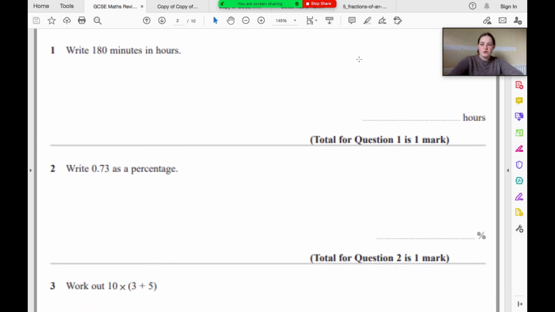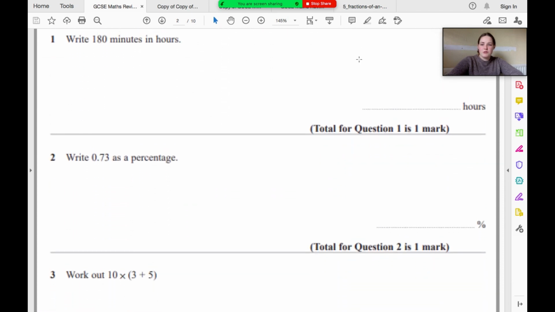So we've got 2 or 3 questions here that you could probably get to. I'm sorry if it's a bit blurry on the question, it's because I'm zoomed in. The first question says to write 180 minutes in hours. The next one says to write 0.73 as a percentage. And the third one wants you to work out 10 times and then 3 plus 5 in brackets. So if you want to have a go at those 3, pause the video, have a go and come back.